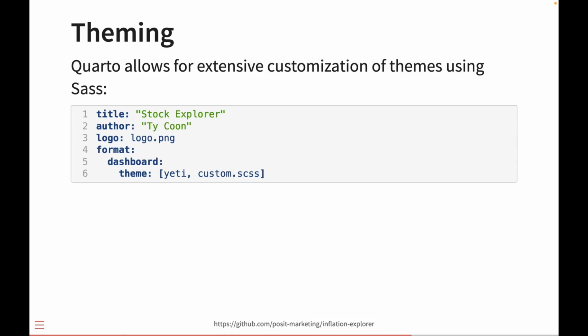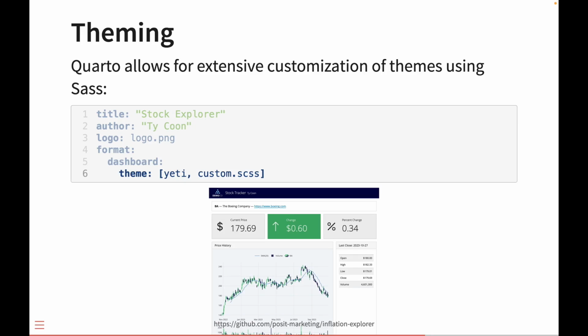And you can use these themes as a foundation with more customization using Sass. Bootswatch has over 1,400 Sass variables that control fonts, colors, padding, borders, and more. So you have a lot of control over the appearance of your dashboard. So here, the Yeti theme is used in conjunction with a custom Sass file to achieve a tailored aesthetic.